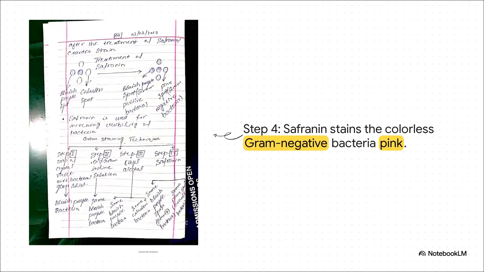So for the final step, we add a pink stain called safranin. Now, the purple guys are already full of color, so nothing happens to them. But those colorless bacteria, they soak up the pink. And there you go. Two totally distinct groups on one slide. The purple ones, we call those gram-positive, and the pink ones are gram-negative.